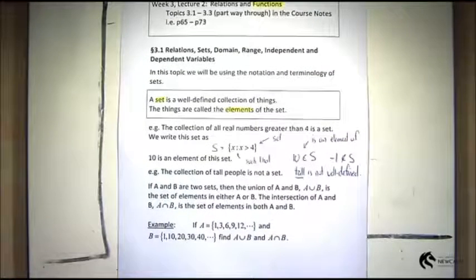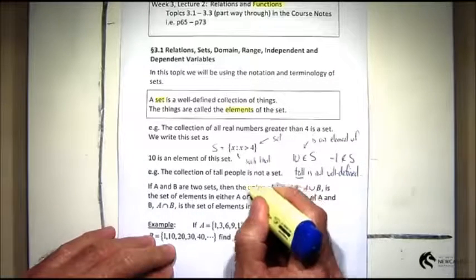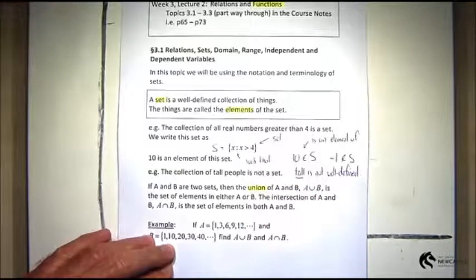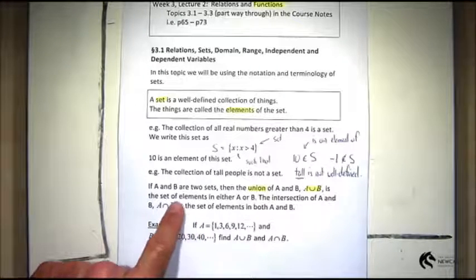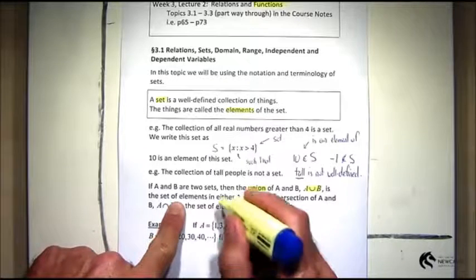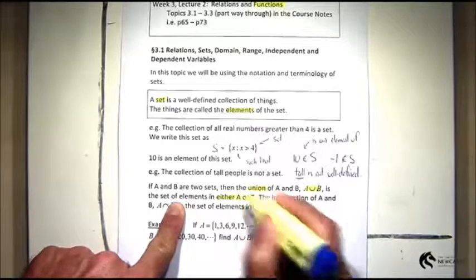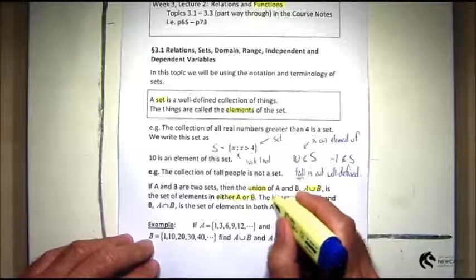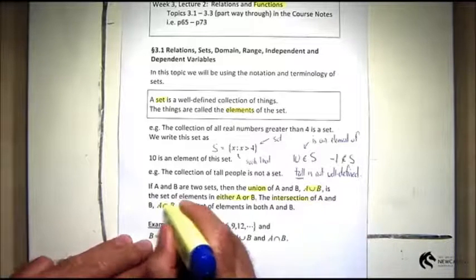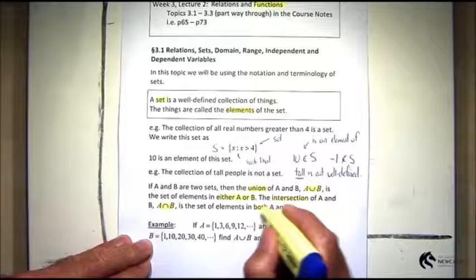We've got a little bit more terminology though. If A and B are two sets, then the union of those two sets. So union is a new word for us. This is the symbol for the union of two sets. And the definition is that if an element is in either A or B, then it's in the union. And the intersection of two sets, which has this symbol, that's when it's in both of the sets, both A and B.